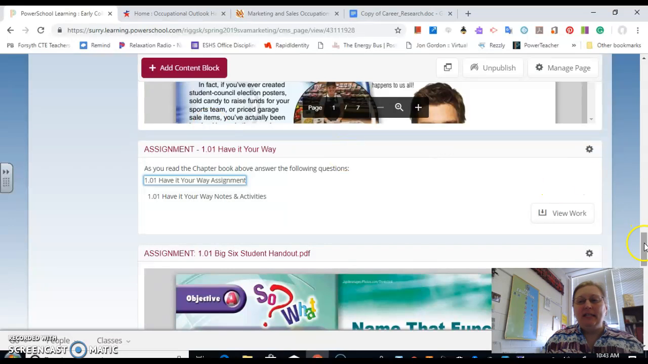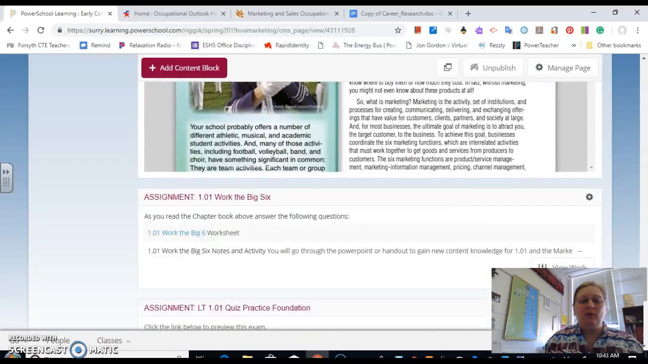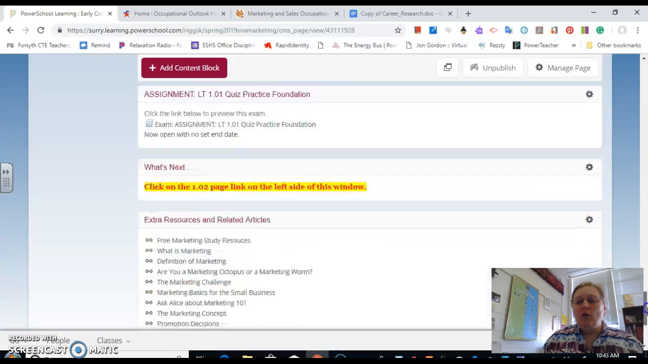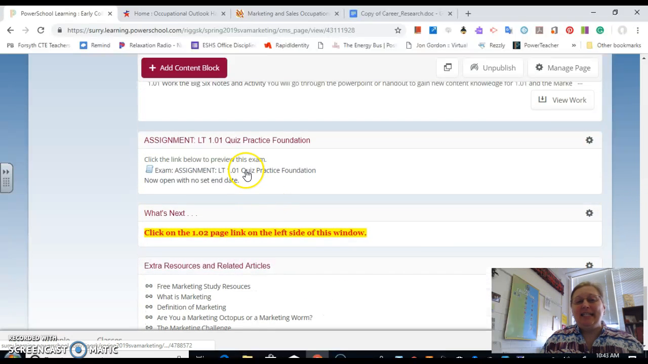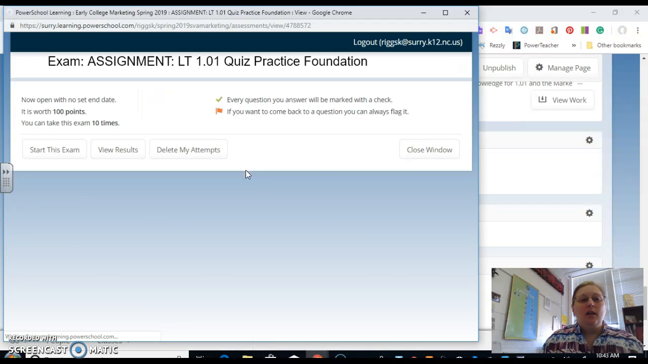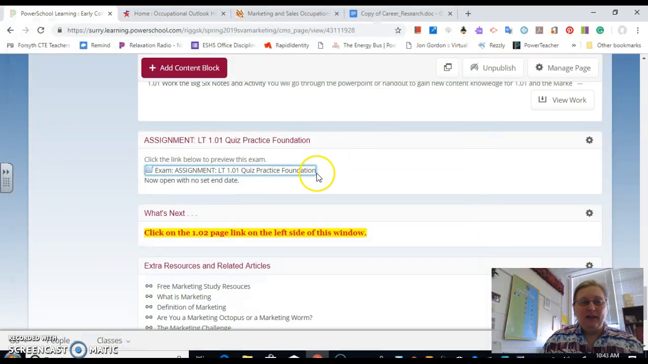Then we have the Big 6 student chapter, and you'll do the same thing with that. For your exam, it says exam, but it is non-exam, it's a practice quiz, it's just how Haiku words it. You have 10 times to take this. It takes your best grade. So once you start it, let's say you make a 70. If you want to take it until you make 100, that's fine.